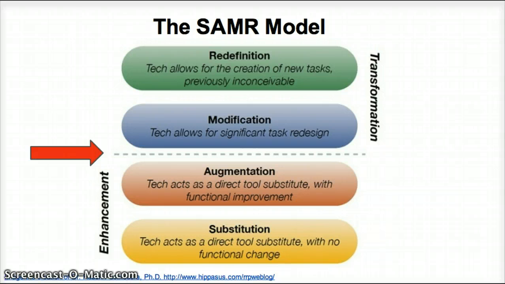In the center of the screen on the left side, you'll notice a red arrow pointing to a dotted line. The dotted line signifies two levels below and above the line. Below the line are substitution and augmentation. Substitution is where the technology acts as a direct tool substitute with no functional change. Augmentation is when technology acts as a direct tool substitute with functional improvement. Within the substitution and augmentation levels, the learning is enhanced through technology use.